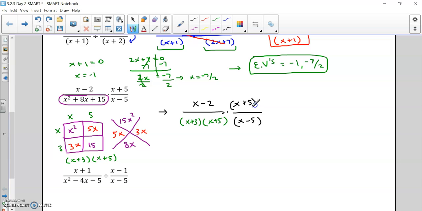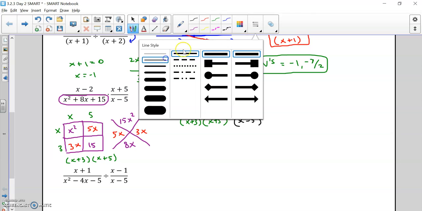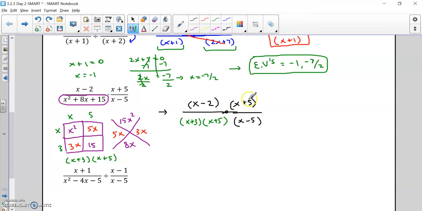All right, so now it is just regular simplifying. Remember, if we're multiplying, these two turn into just one giant fraction. So let's see what we can cancel. The x plus 5s, that's a pair, so those can go away. And there's nothing else we can cancel here, so we can go ahead and say that our simplified final answer is x minus 2 over x plus 3 times x minus 5.